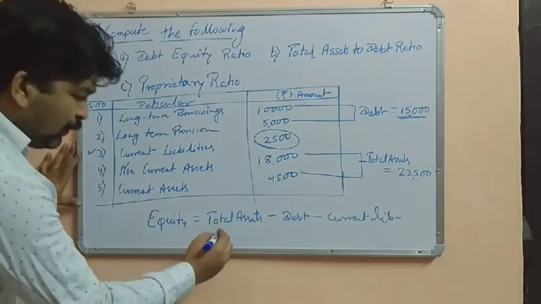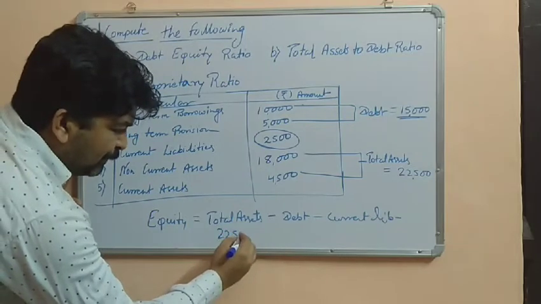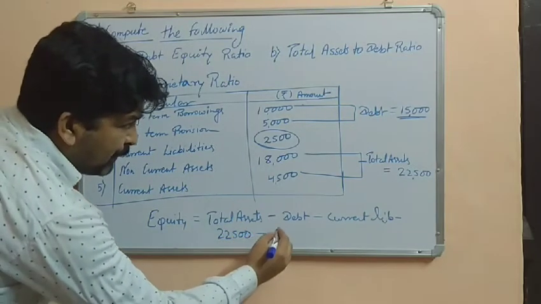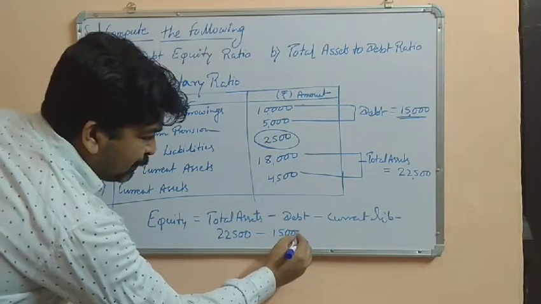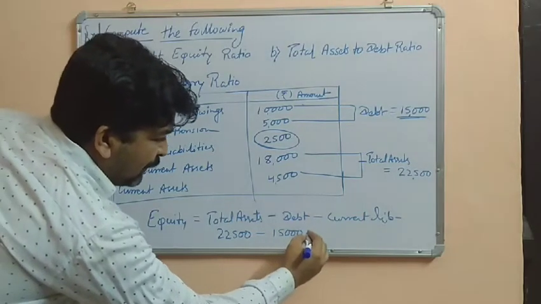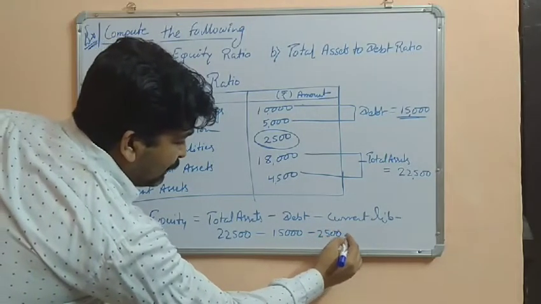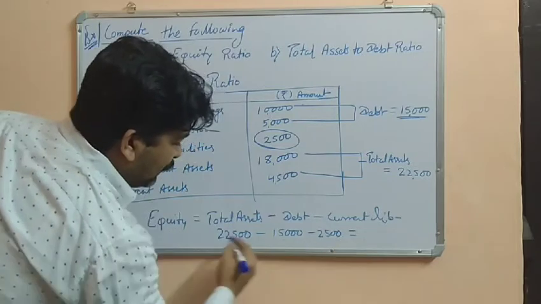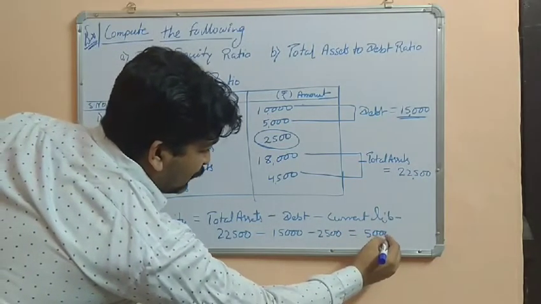Okay, what is the value of total assets? 22,500. We will subtract debt 15,000 and we will subtract current liability of 2,500. What value of equity will you get? 5,000.